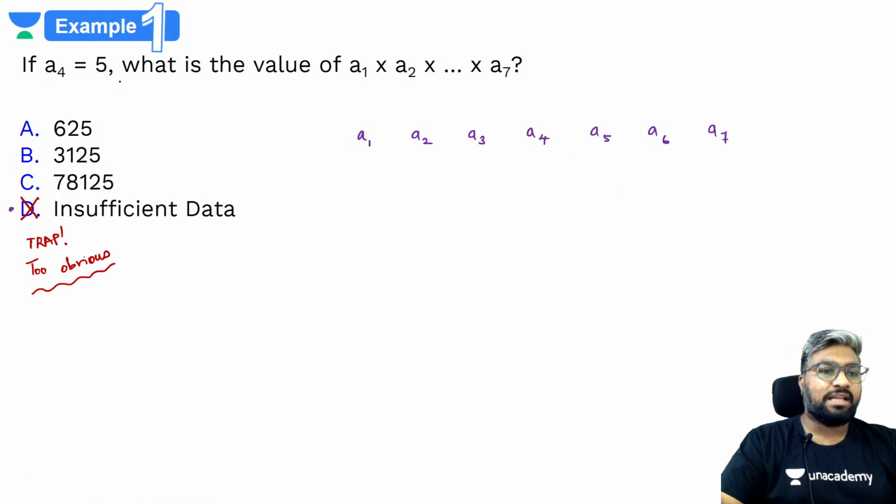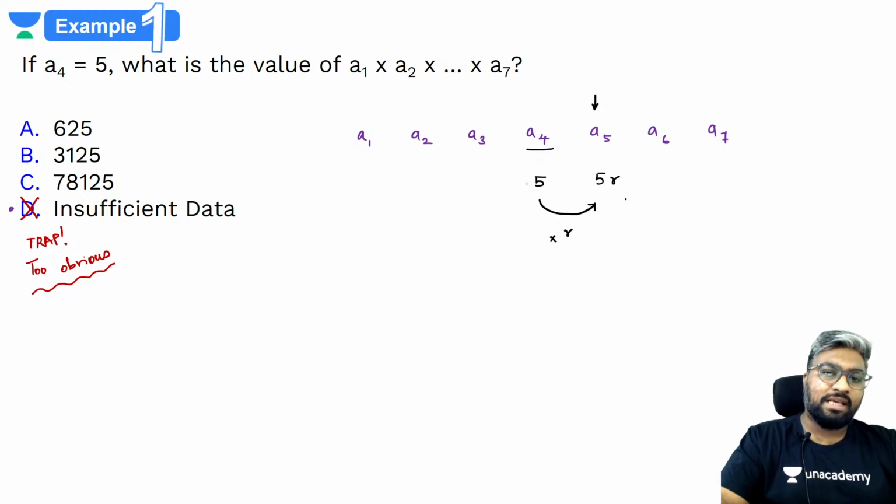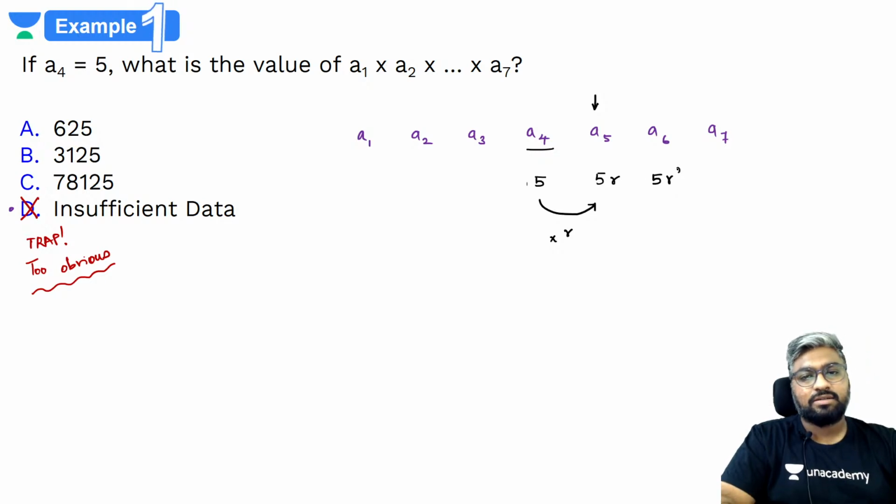So out of the 7 terms, A4 is 5. This term is given as 5. Yes. Can I write A5? A5 can be written as A4 into the common ratio, which is 5 into R. Will you agree? फोर्थ टर्म से अगर मैं कॉमन रेशियो मल्टीप्लाई करूंगा तो मेरे को फिफ्थ टर्म मिलेगा. सेम वे फिफ्थ टर्म से R या फोर्थ टर्म से R स्क्वायर, है ना? सो दिस इज 5 टाइम्स R स्क्वायर, दिस इज 5 टाइम्स R क्यूब.